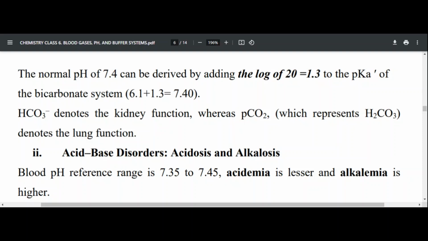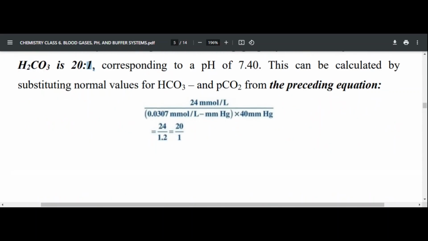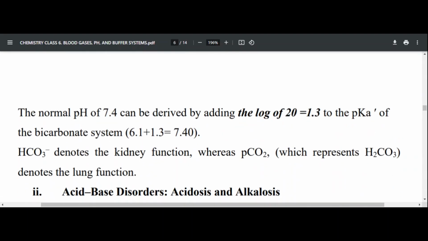pH is also coming from the Henderson-Hasselbalch equation. So pH is equal to pKa plus the logarithm of this formula we have here. The logarithm of this formula is 1.3, and we can add it to the pKa, which is a constant 6.1. Then you get 7.4, which is the normal pH of blood.